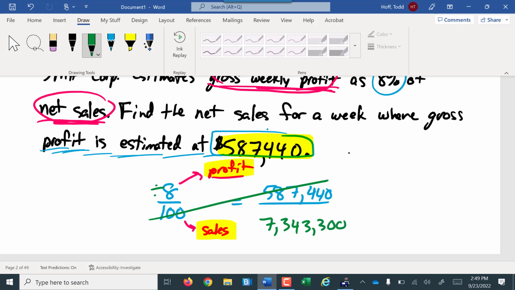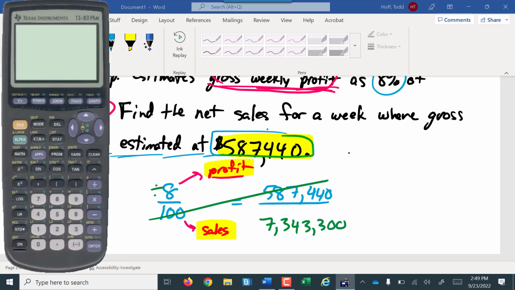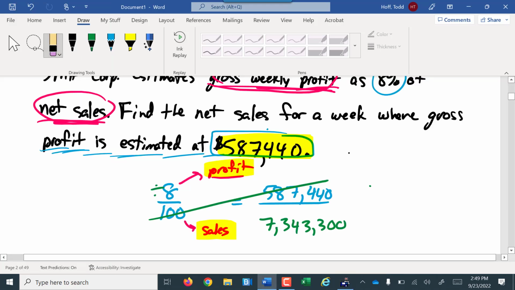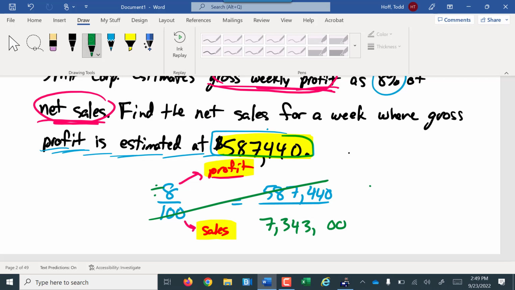7,343,300, I believe. Let's double check it. 100 times 5, 87440 divided by 8. 7, 3, 4. Oops, I got an extra 3 in there. No extra charge for the extra 3. There you go. So 7,343,000 is what we're estimating our profit at. Or not profit, our total sales at.